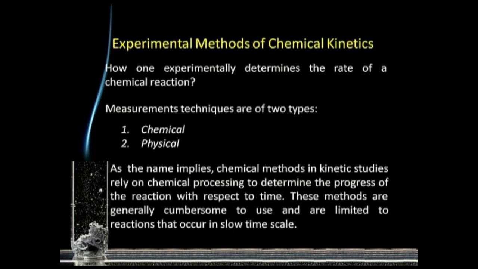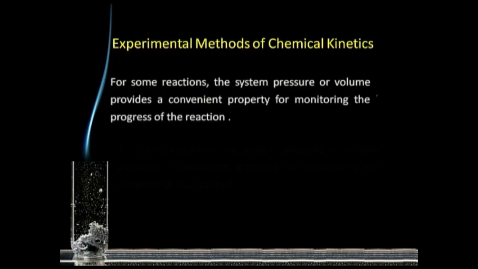These methods are generally cumbersome to use and are limited to reactions that occur on a slow time scale. The majority of modern kinetic experiments involve physical methods in which a physical property is measured as the reaction proceeds. For some reactions, the system pressure or volume provides a convenient property for monitoring the progress of the reaction. One example we can consider is thermal decomposition of PCl5.